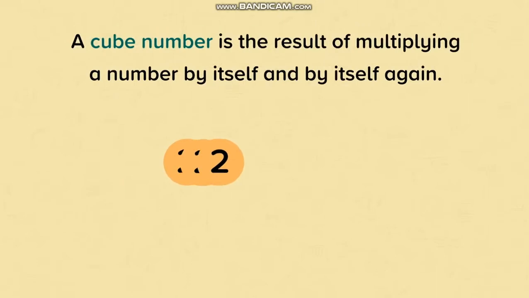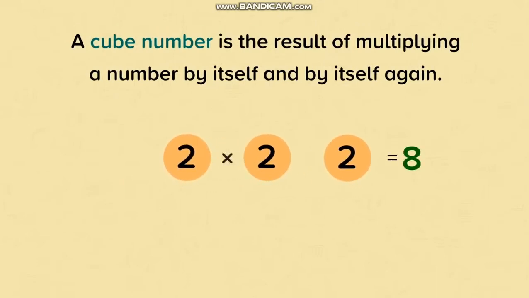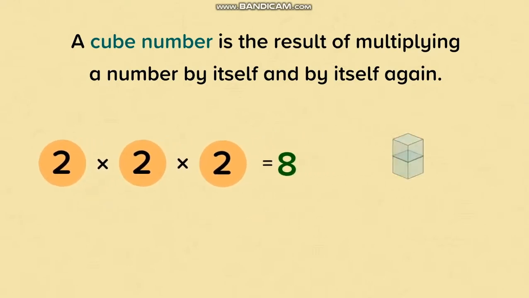A cubed number is the result of multiplying a number by itself and by itself again. So 2 times 2 times 2 would be 8, as 2 times 2 is 4, and then 4 times 2 is 8. 2 cubed is also 8.